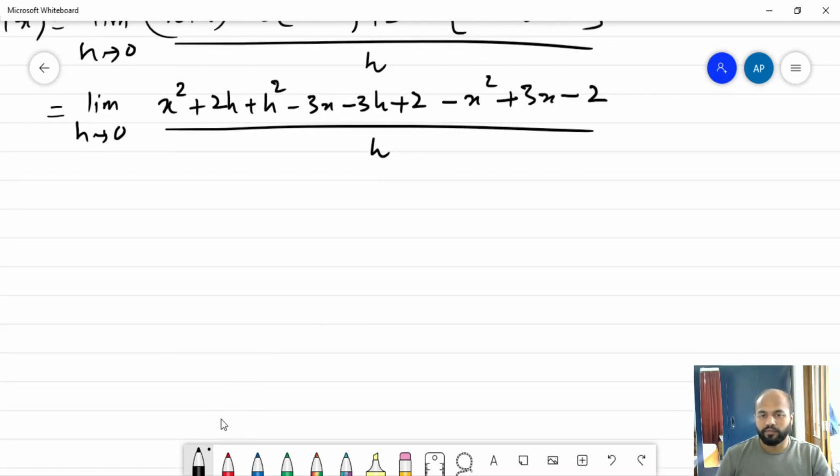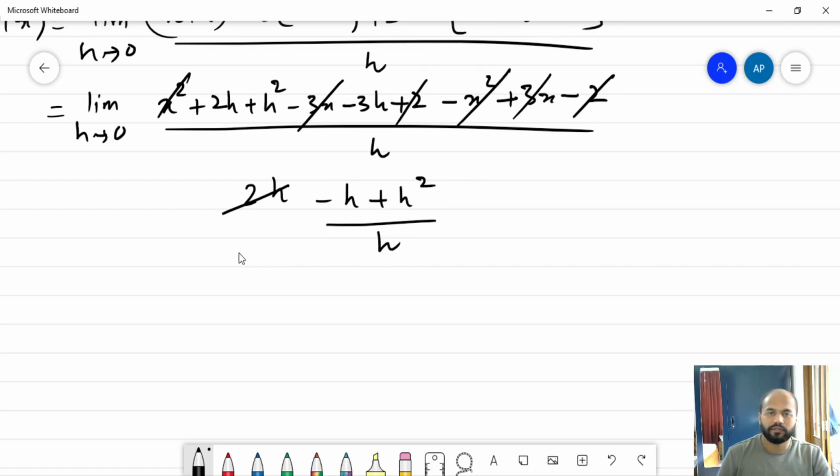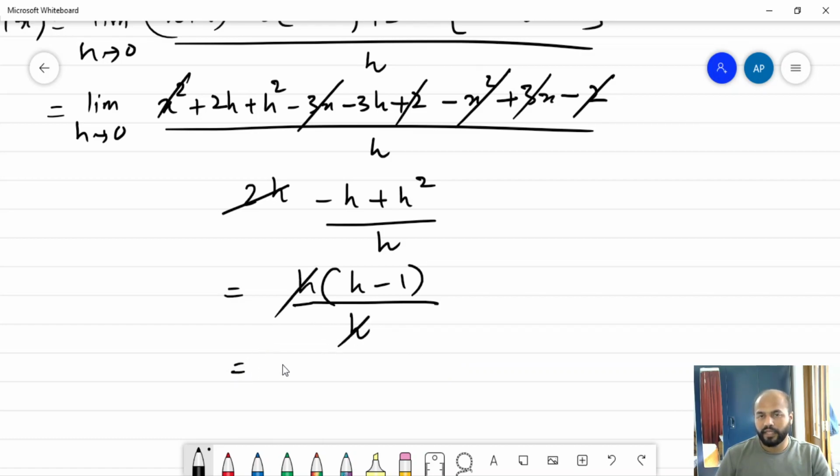One thing for sure, which you can see, is that x square and x square will get cancelled. Here we have plus 3x and here we have minus 3x, so that will get cancelled. And plus 2 and minus 2 also will get cancelled. So what we are left with is 2h minus 3h, which is going to be minus h, plus h square divided by h. So you can clearly see that h comes out and h minus 1 remains inside. So this h and h will go, and we get the derivative.